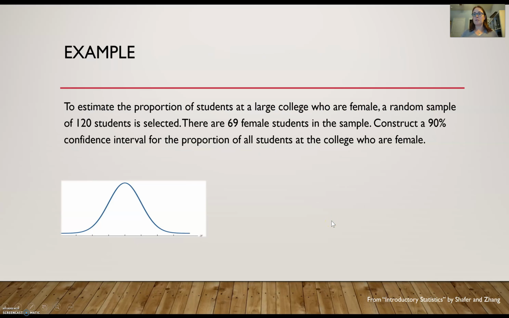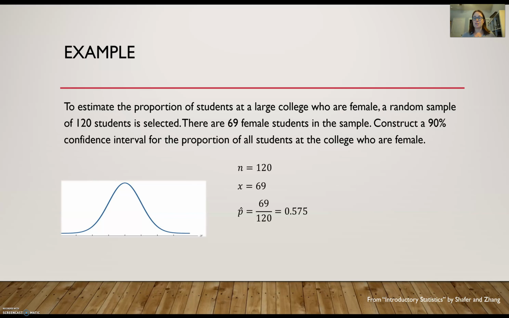So let's do a full example and calculate a confidence interval. To estimate the proportion of students at a large college who are female, a random sample of 120 students is selected. Okay, so we already have our first value. That's our sample size. We asked 120 people. There are 69 female students in the sample, so that's x. Construct a 90% confidence interval for the proportion of all students at the college who are female.